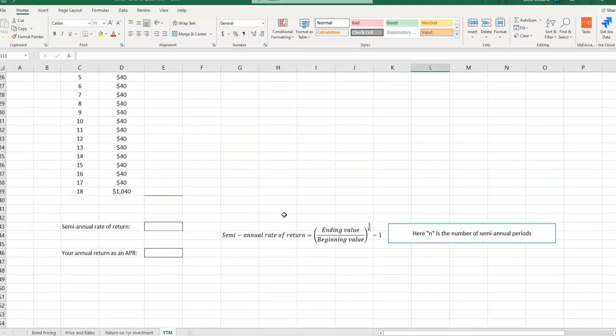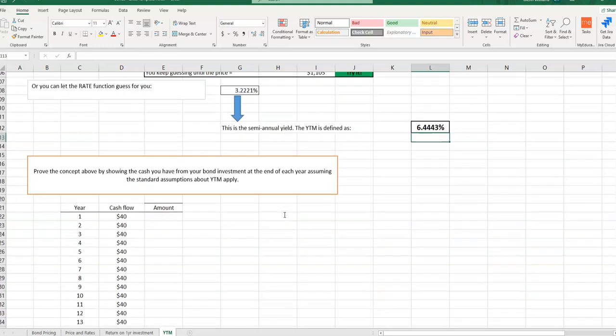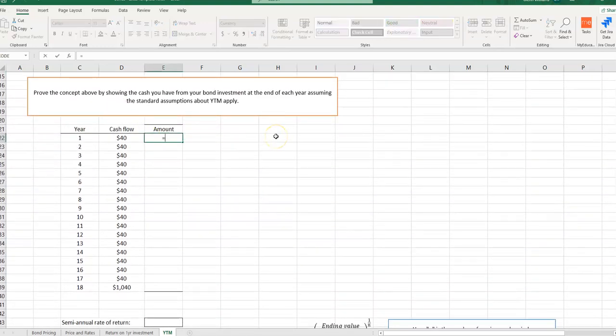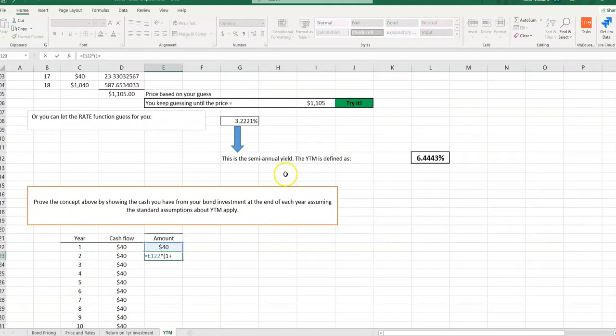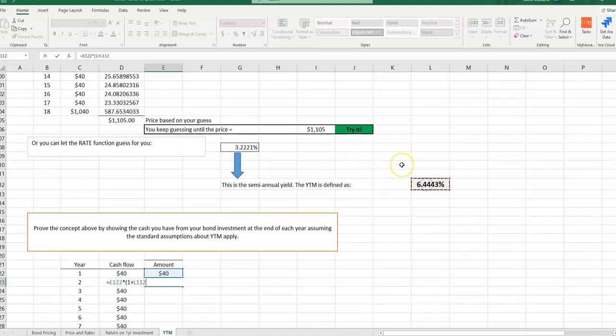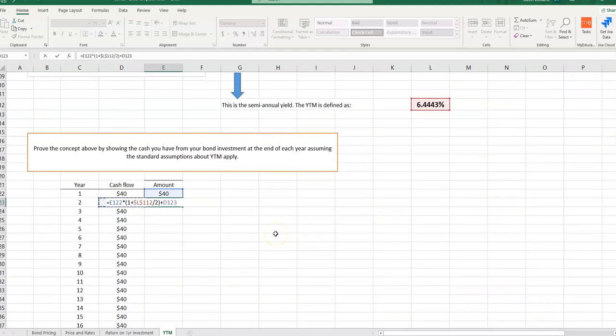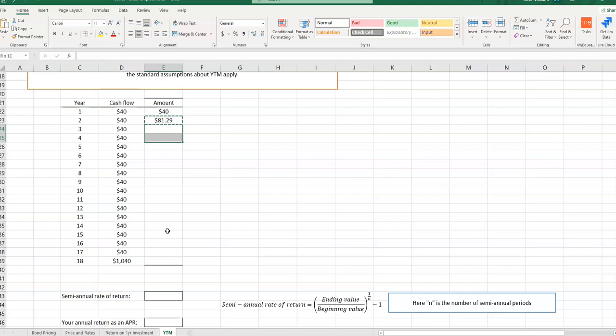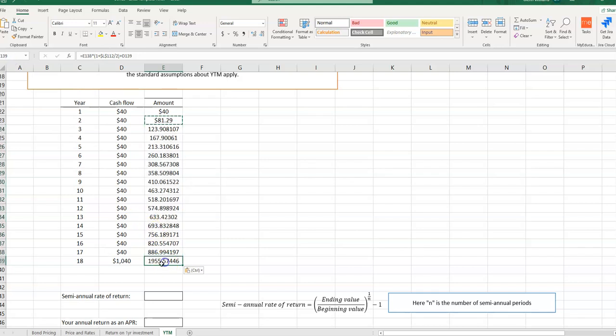All right, and then I've got this to show the concept above, so I can do that again. I get $40 after 1 year. Everything's going to be invested, again, at the semi-annual rate. So just to be clear, I'm going to take that and divide it by 2. I'm investing at the semi-annual rate, and I'm going to add the next cash flow. And so every time I say, well, how much did I have last time? Well, invested at the semi-annual rate, and then add the next cash flow. I think I have the dollar signs in there correctly, so I can just copy that down, and that's how much I'll end up with.